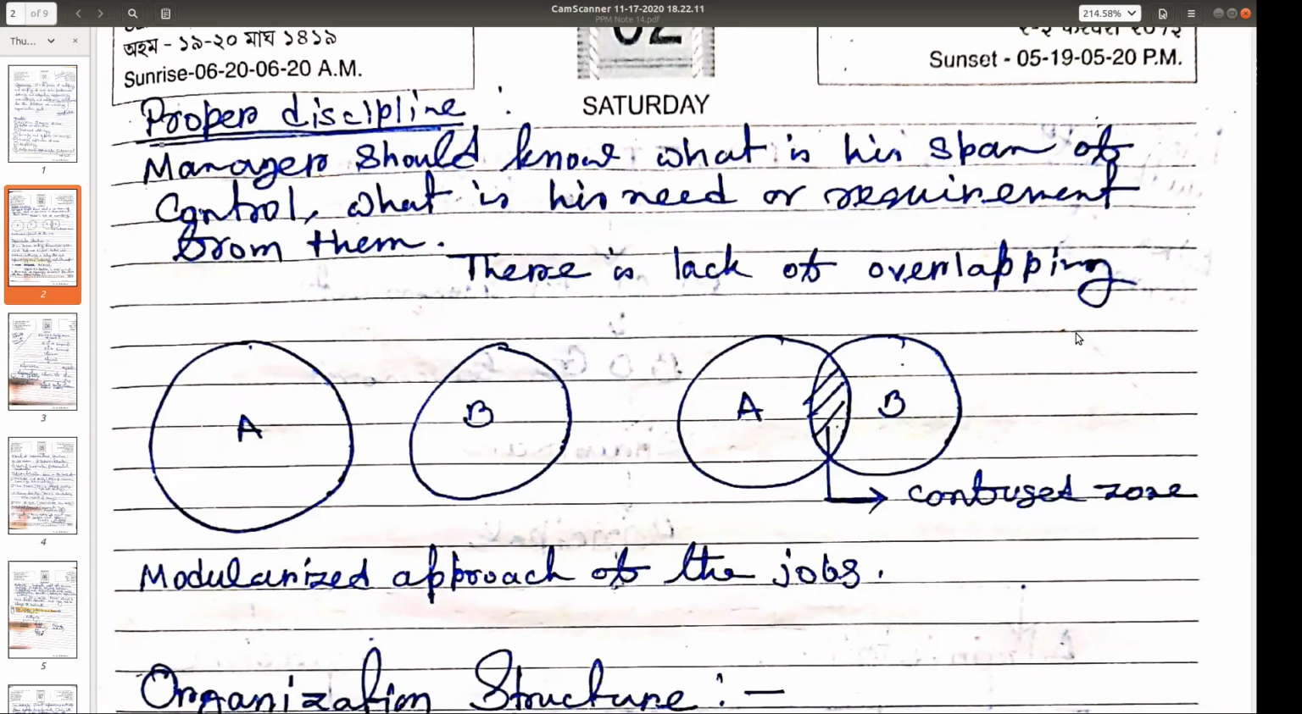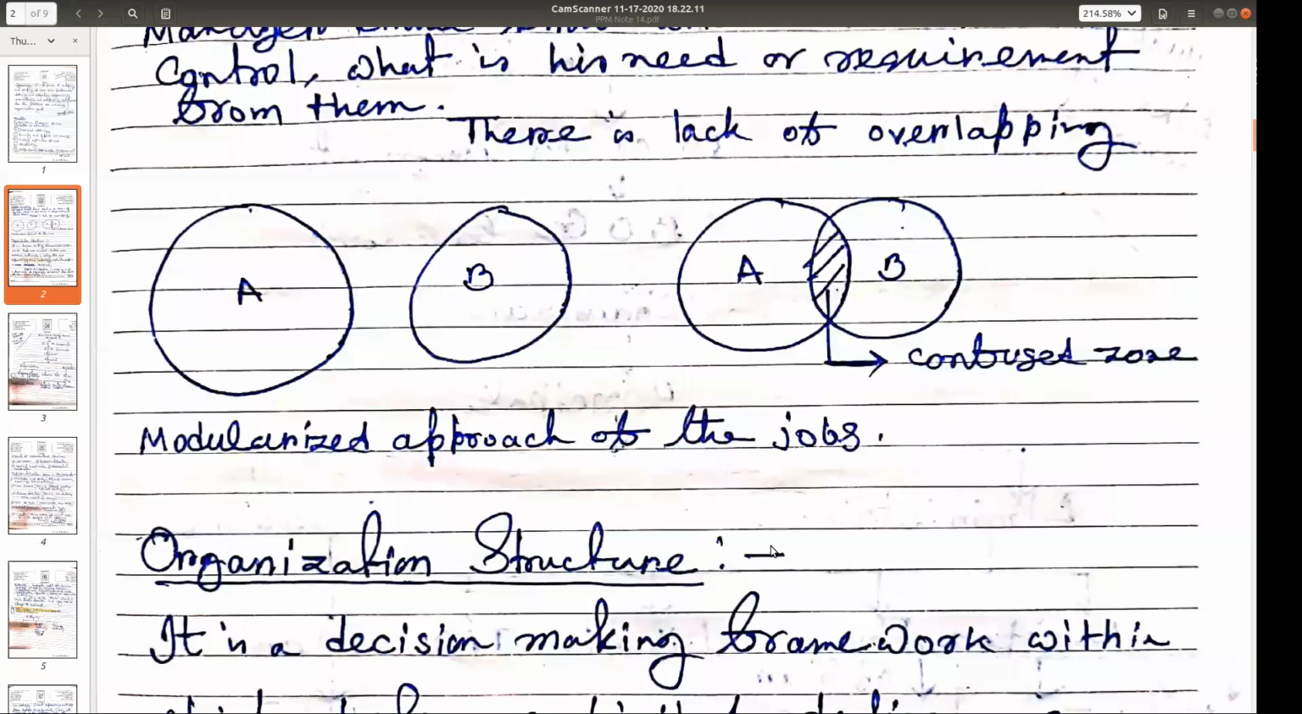So we divide the job into subsections, and then we will try to accomplish the whole thing in a module-wise approach. That is basically the advantage of proper discipline. Now, if we follow this approach, then we will get different organizational structures.